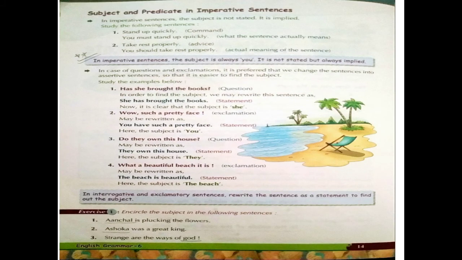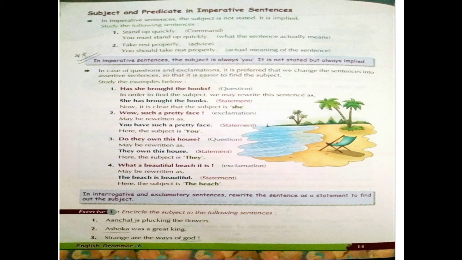Then we have subject and predicate in imperative sentences. In your previous class, children, I have told you what imperative sentences are. They express the feelings, the command, the request, the order, advice, etc. All these things are depicted in your imperative sentences. Now, what happens in these imperative sentences with subject and predicate? In imperative sentences, the subject is not stated, it is implied.